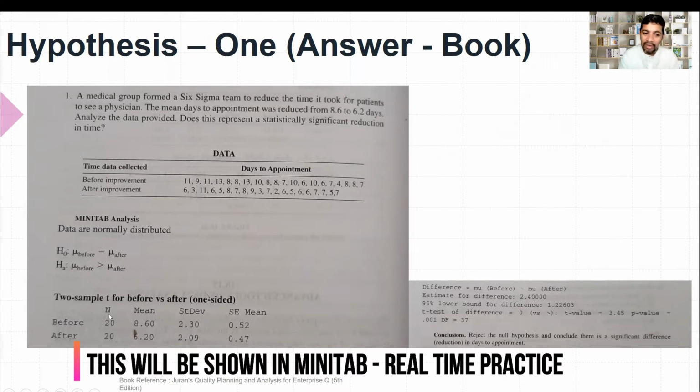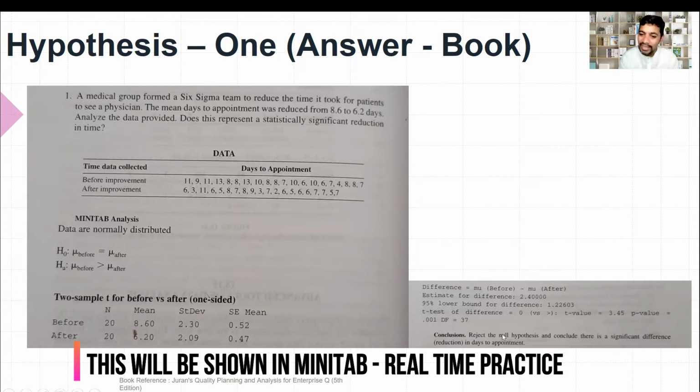So what is the average? There are 20 data points in each. The mean value is 8.6, and in the second case after improvement 6.2. The standard deviation is 2.3 and 2.09, and the standard error of the mean is 0.5 and 0.4. The difference between the means is 2.4, since 8.6 minus 6.2 is 2.4. And very importantly, the t value, because we are comparing two means, so we can do a t test. The t value is 3.45, the p value is 0.001, and the degree of freedom is 37.